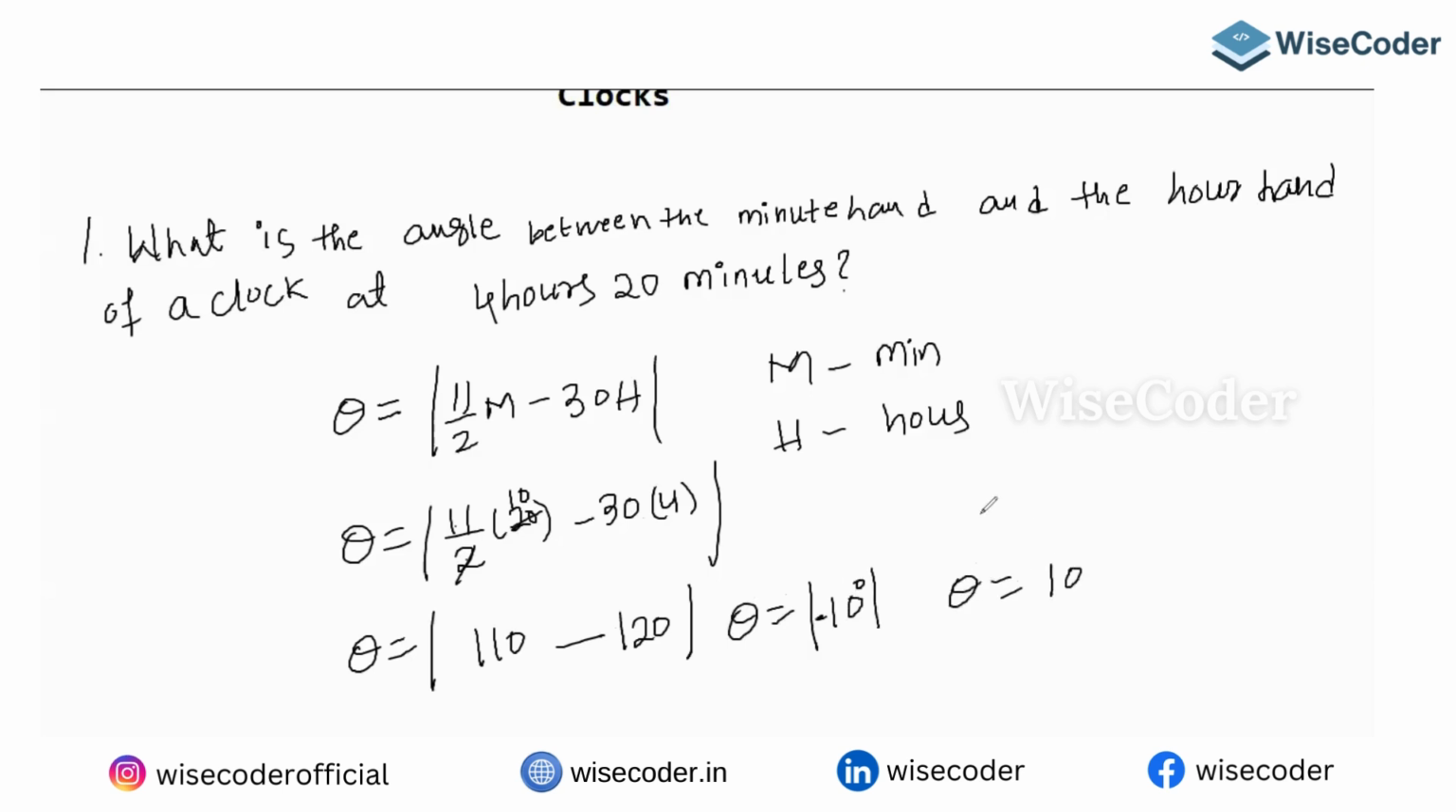So that's why I initially told you when this is more, actually we need to use a formula called 30h minus 11 by 2m. So if you substitute here, you will get plus 10 degrees only. That's why I'm using a mod, so I can end my answer. So the answer for this question is 10 degrees. Okay.